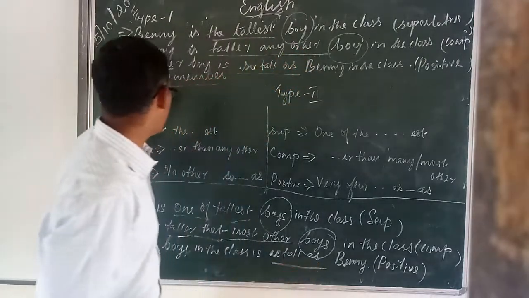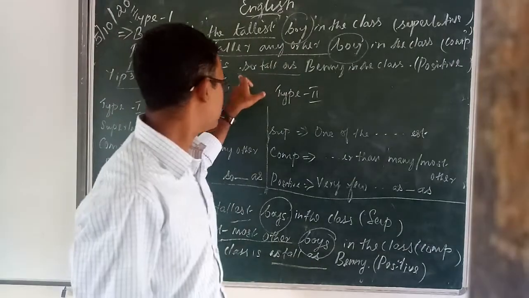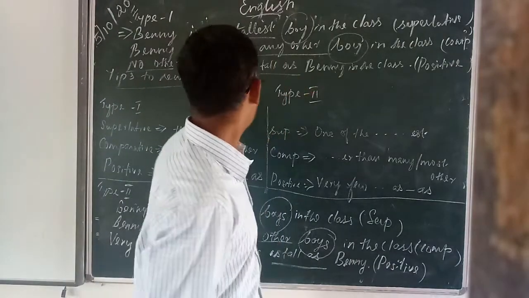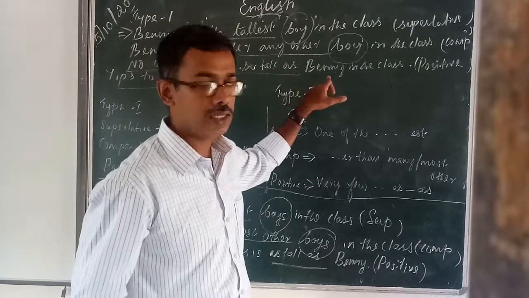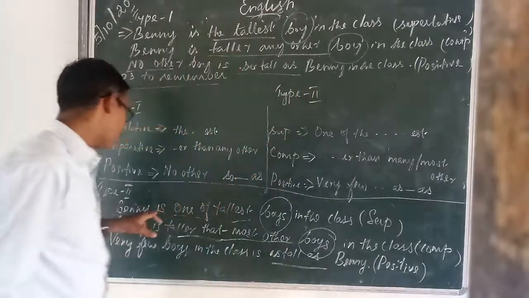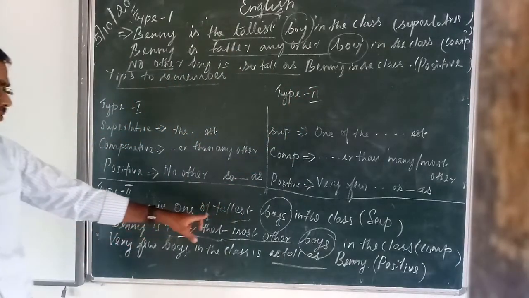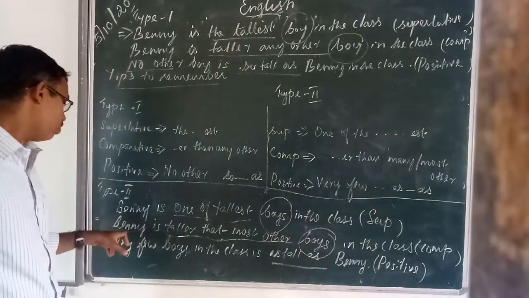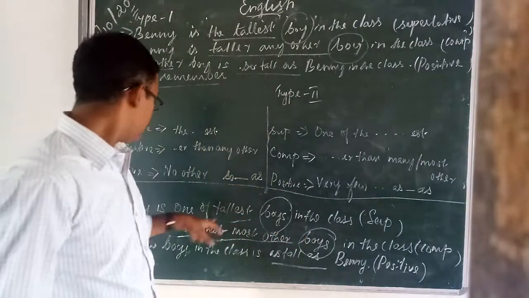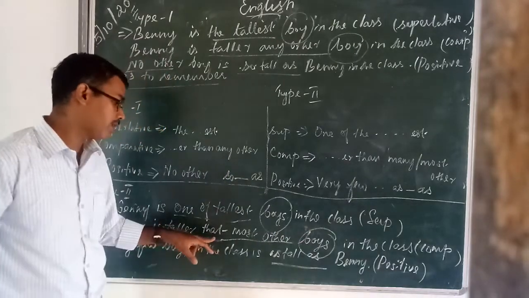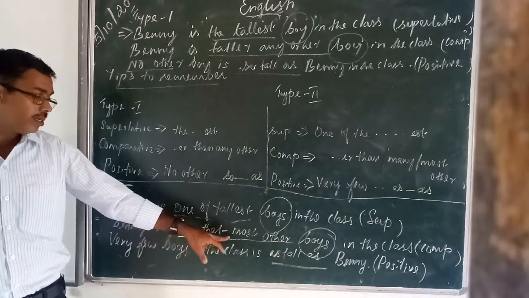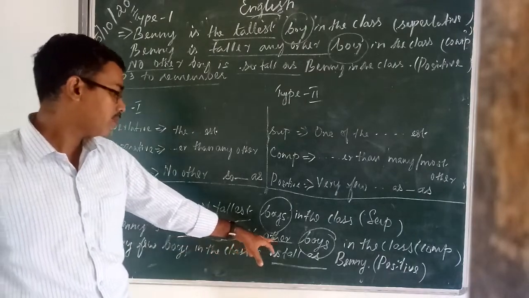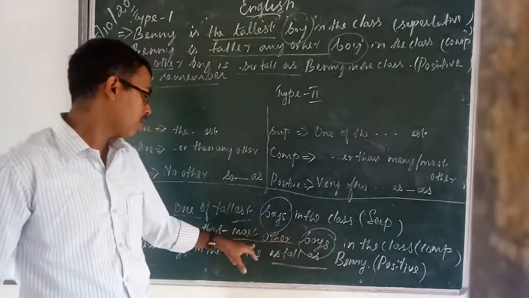So in the same way, in the positive, you have written no other boys in the class. He is so tallest. No other also important. So tallest. Benny in the class. When you come to type 2, Benny is one of the tallest boys in the class. One of them means he is one among them. Then when you come to comparative, Benny is taller than many other, most of the boys in the class. Any other or most other.